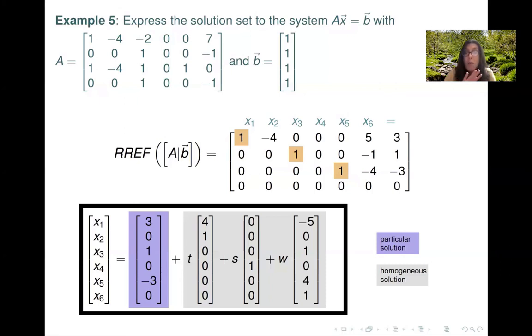If we let all of the free variables be equal to 0, so you can see x2 is 0, x4 is 0, and x6 is 0, then the first row would tell me that x1 is 3 because x2 is 0 and x6 is 0. The second row would tell me that x3 is 1 because x6 is 0. And the third row would tell me that x5 is -3 because x6 is 0. And so I get that blue highlighted vector.